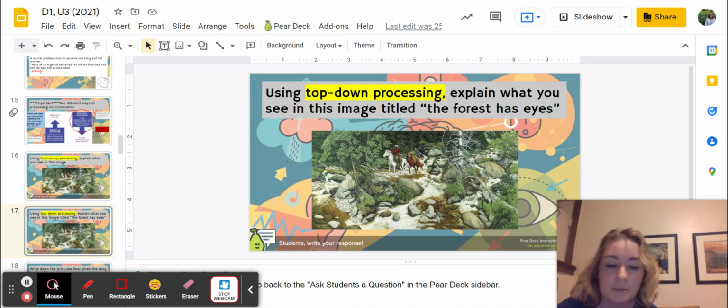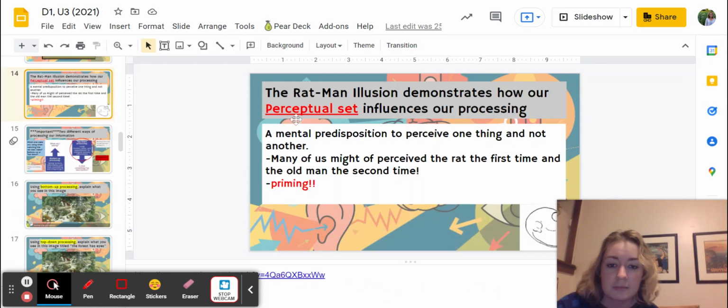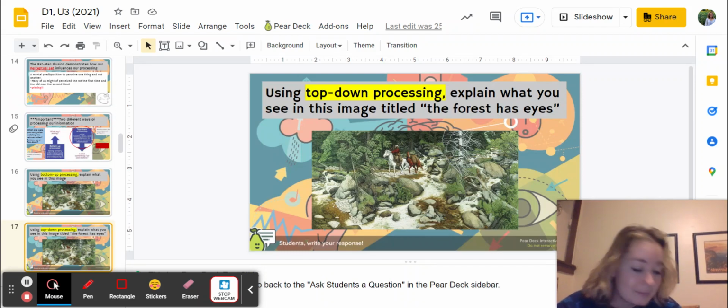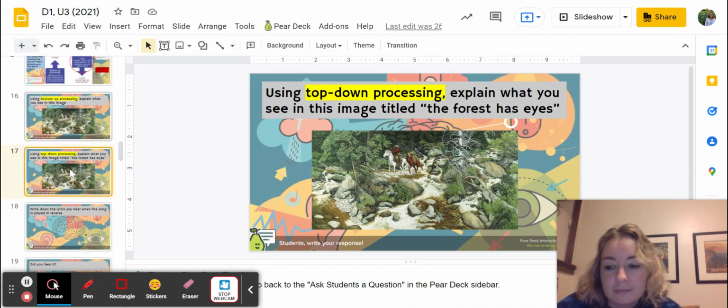So that's what your perceptual set is. It's priming you, through being exposed to things that you already know, to see things in a certain way, right? You have a mental predisposition to be more likely to perceive one thing and not another. And when I'm primed with the idea that the forest has eyes, I'm much more likely to see the faces when looking at the photo.